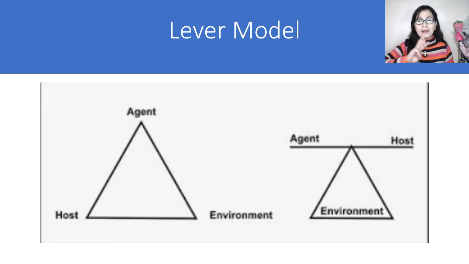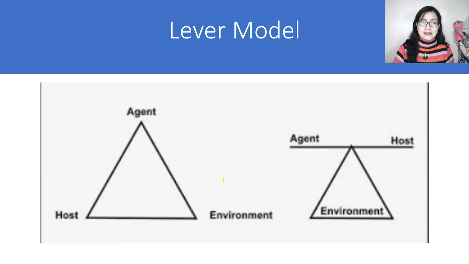So, if we put them together, we can have the lever model, okay? The lever model uses the epidemiological triad. You can see here a triangle. It has the agent at the tip, on the side, the host, and then the environment. So, that's how it is initially.